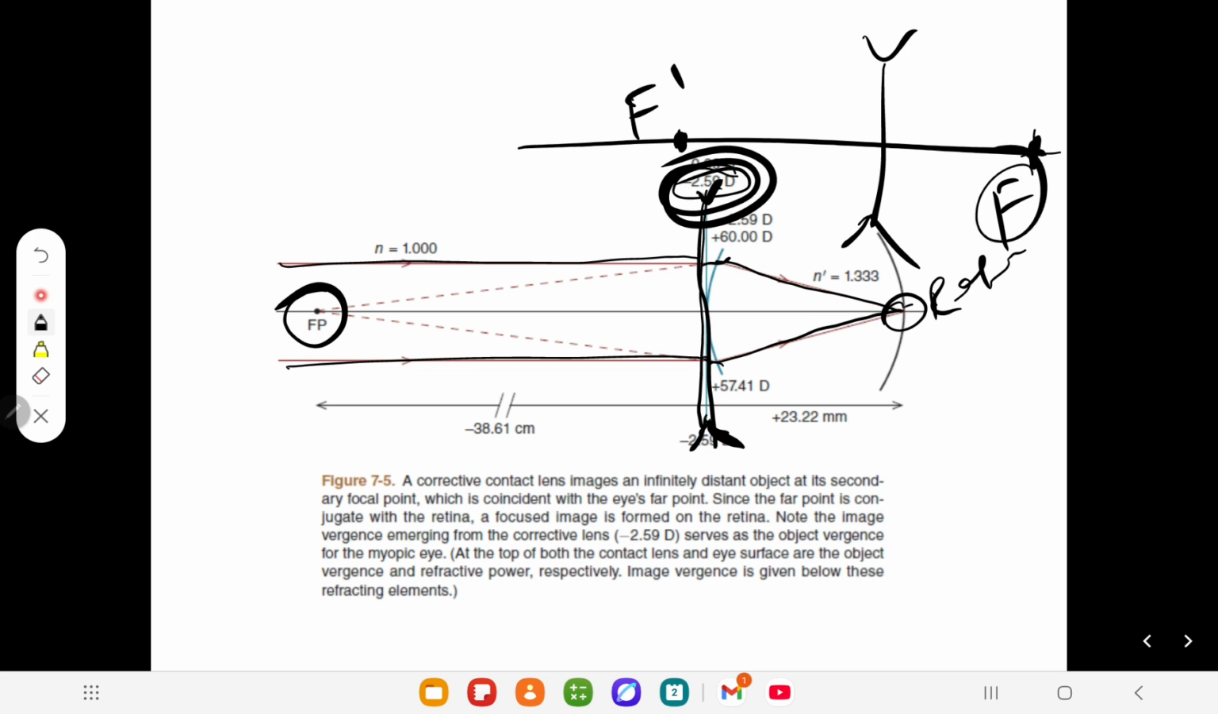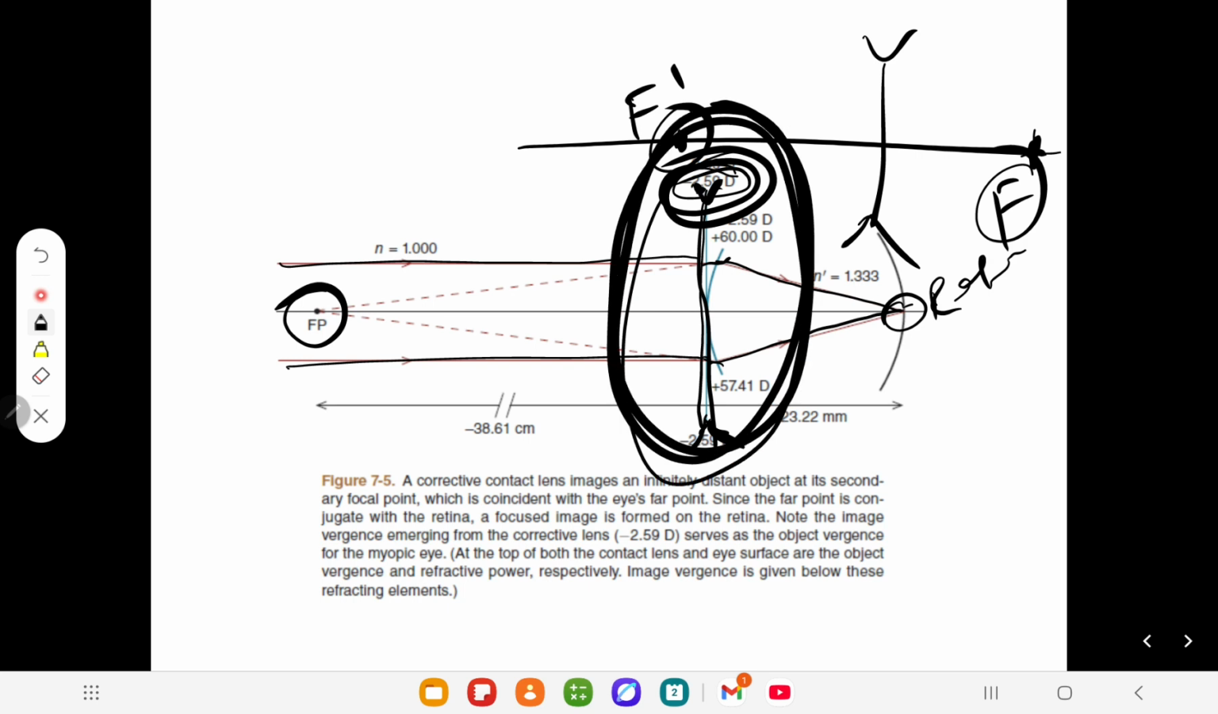So this is primary focal point, this is secondary focal point. And at the same time, in case of myopia, far point lies in front of the eye. So this lens secondary focal point f dash should match to the far point of an eye. And at that condition, refractive error correction happens. And this is the basis of subjective refraction. It's the very basis of subjective refraction.